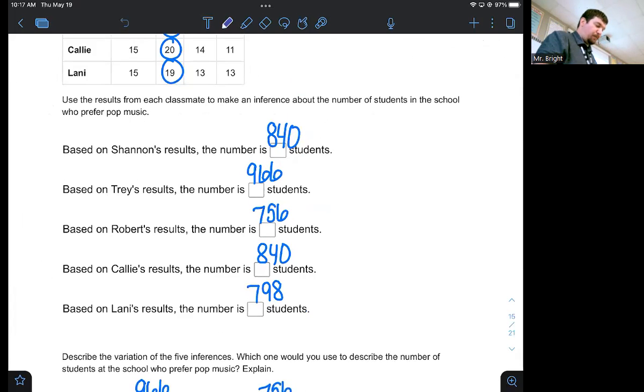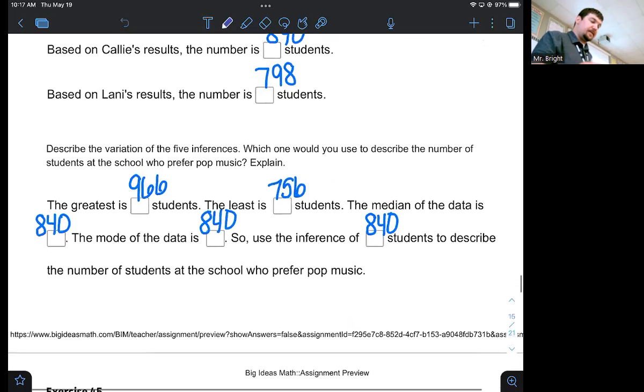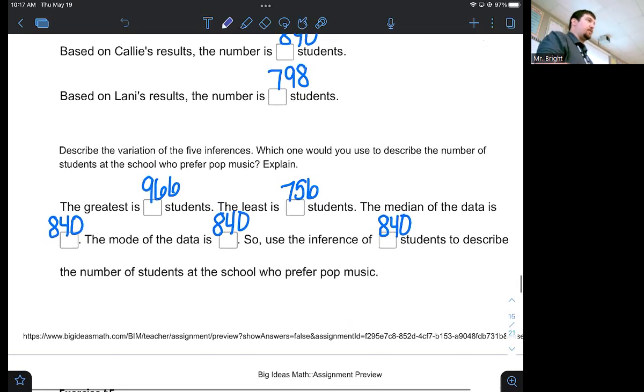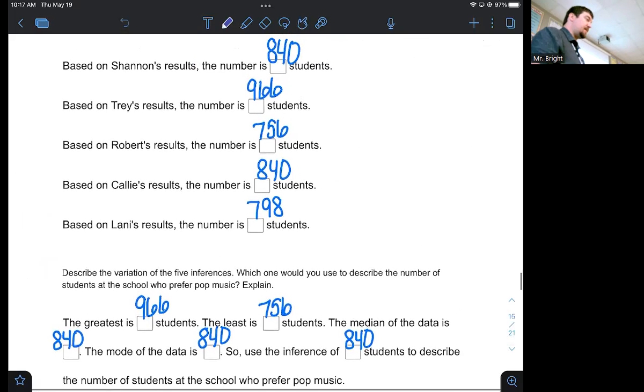Okay. Now for part B down here at the bottom, they want us to make inferences. So they want us to say what the greatest number is, what the least number is. So the greatest number, I'll just zoom out so you can see everything again. The greatest number we have here is 966. That goes in that first box, the greatest number box. The least number we had was 756. So we're thinking if these 5 surveys got anywhere between 756 and 966, it's got to be somewhere between there.